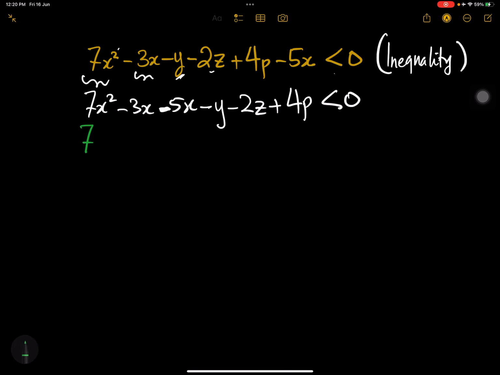The next thing is to simplify. We have 7x squared minus 8x. Remember, this and this are negative numbers. We are owing two people. We are owing $3 somewhere, owing another $5 somewhere. We are owing 2. So that's why this is negative 8x. And then we have minus y minus 2z plus 4p, and it's less than 0.